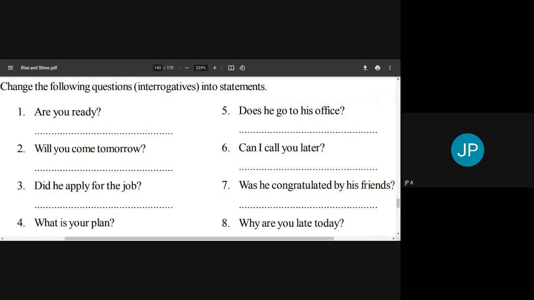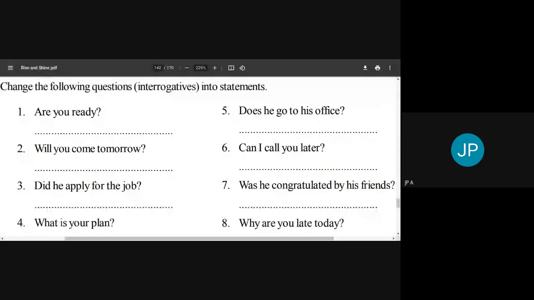So first one is, are you ready? So when you make it into a statement, the question mark is deleted, the question mark is removed, and then we change the word order. So how can I change it into a plain statement, a plain sentence? Are you ready? Can be changed? How can you change it into a statement? Yes, that is right, Nandana. It is, you are ready. Yes. There are many people who have responded. You are ready. And you just put a full stop. So instead of a question mark, you put a full stop because it is a plain statement.